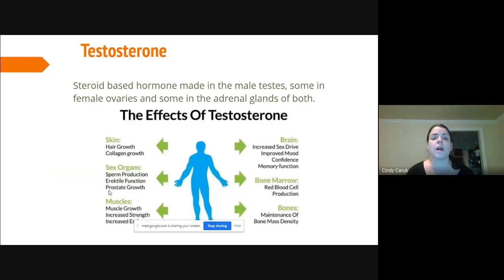Testosterone will work. It is a steroid-based hormone. It's made in the male testes. There's a small amount made in the female ovaries and a small amount made in the adrenal glands. And again, we see things like red blood cell production, maintenance of bone mass. Those are all things that are controlled by testosterone.